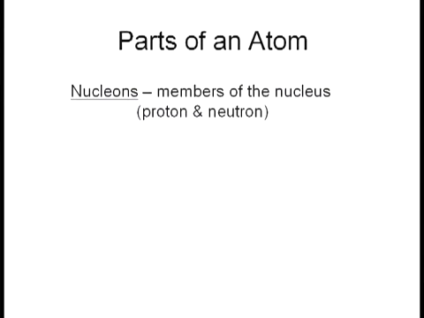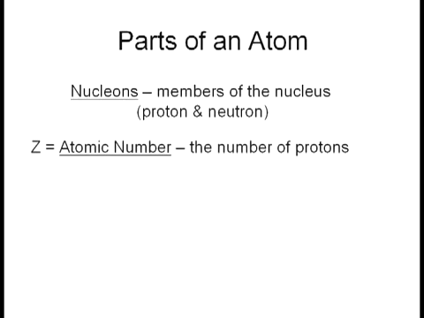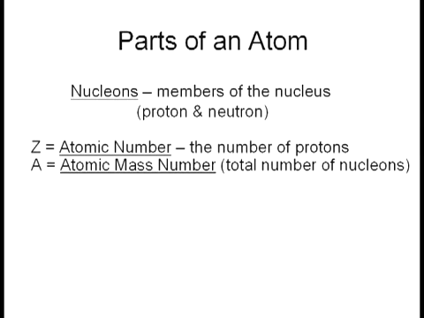Chapter 30 notes. Parts of an atom. Protons and neutrons in the nucleus are called nucleons. In naming the atom, Z is the atomic number. That is the number of protons. It also tells what atom number it is.